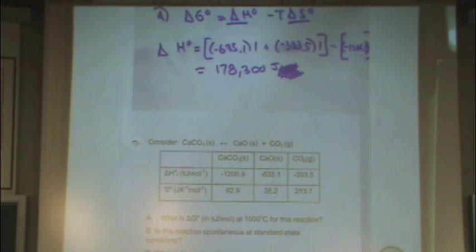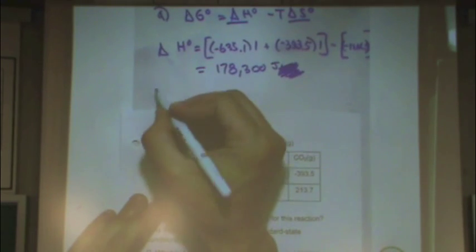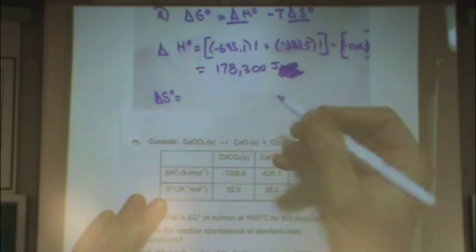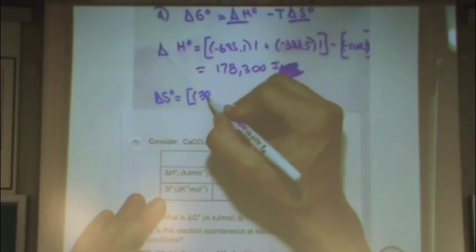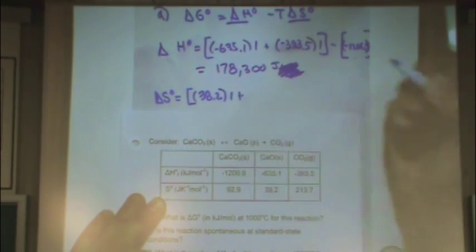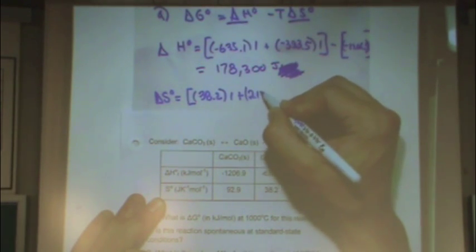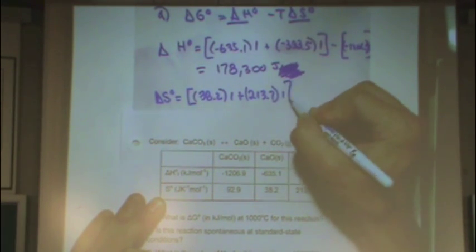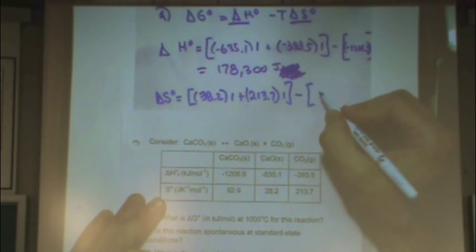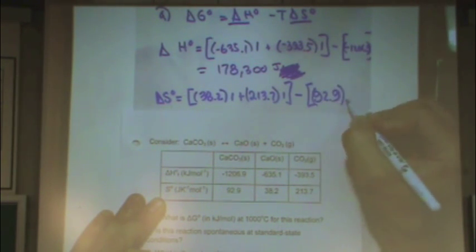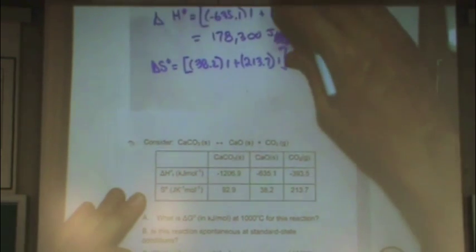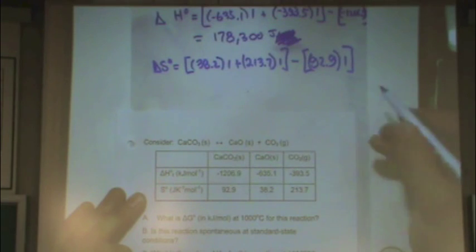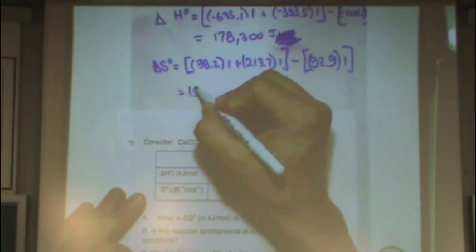Delta S is going to be the same sort of calculation, but with the S row. So let's try that. Delta S standard is products minus reactants. So products, 38.2, there's one of those, and 213.7, and there's one of those. Close brackets, minus, open brackets, 92.9, one of those. So products minus reactants. For delta S, I got 159 joules per Kelvin.